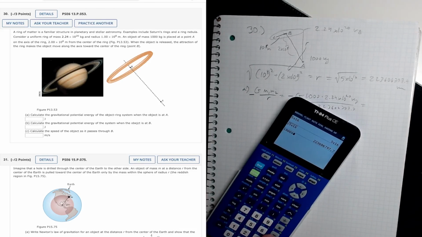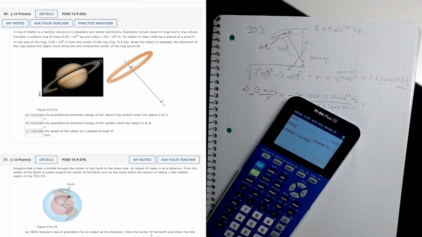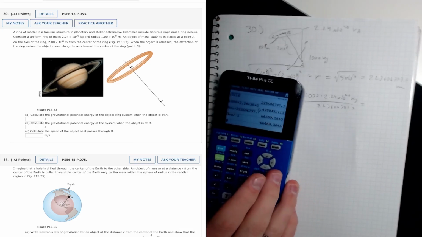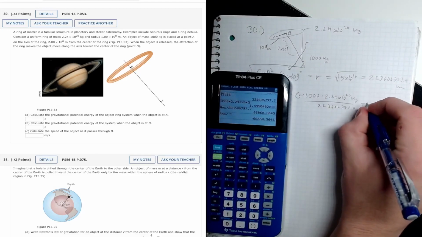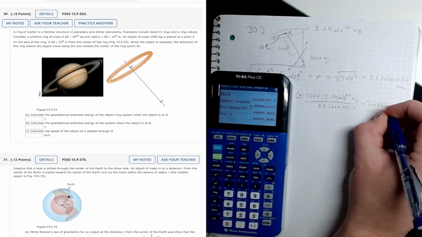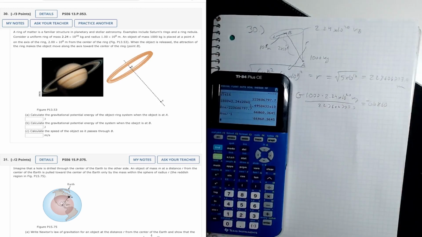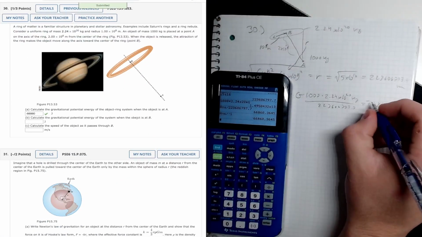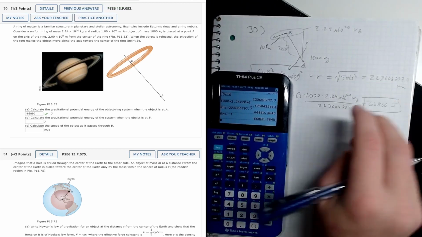1,000 times 2.24 times 10 to the 20th times G divided by this value times negative 1 in joules. That's negative 66860 joules, which you can round or not. And that, I guess, is correct. That's going to be the answer to part A.